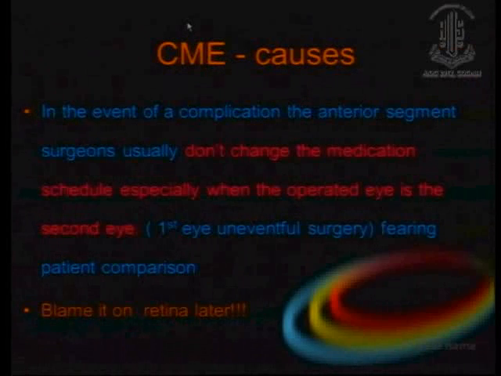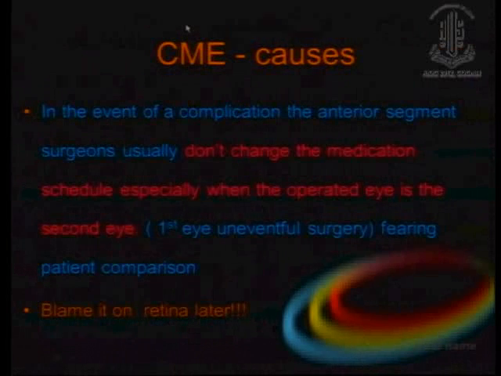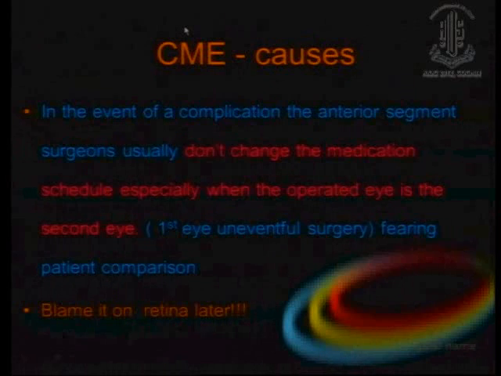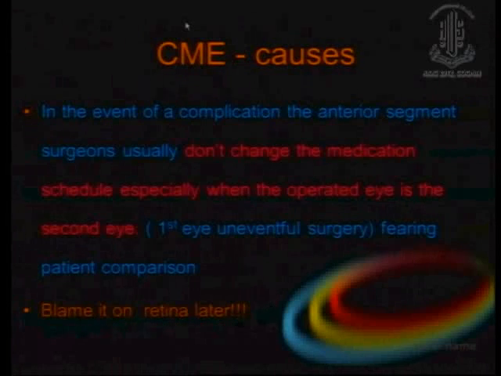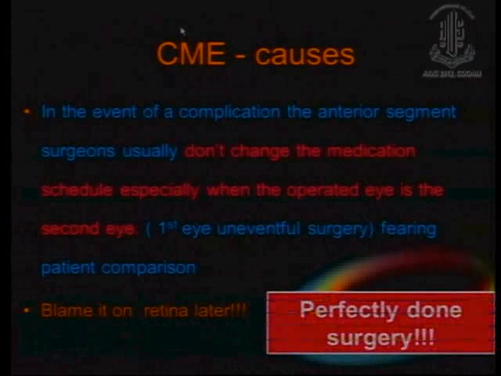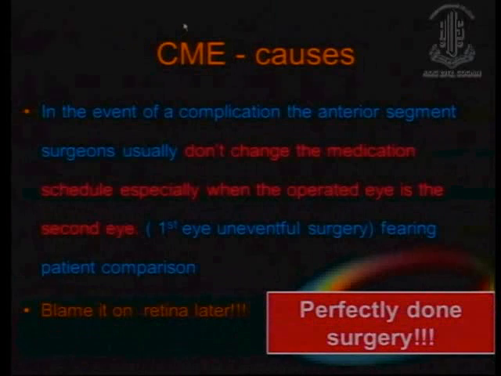And also what we have noticed is, in the event of a complication, the anterior segment surgeons usually don't change the medication schedule, especially when the operated eye is the second eye, the first eye being uneventful surgery, fearing patient comparison. They have to step up the steroids, they may have to add oral steroids, but they'll not do it. They can blame it on retina later. But the CME can also happen after a perfectly done surgery.